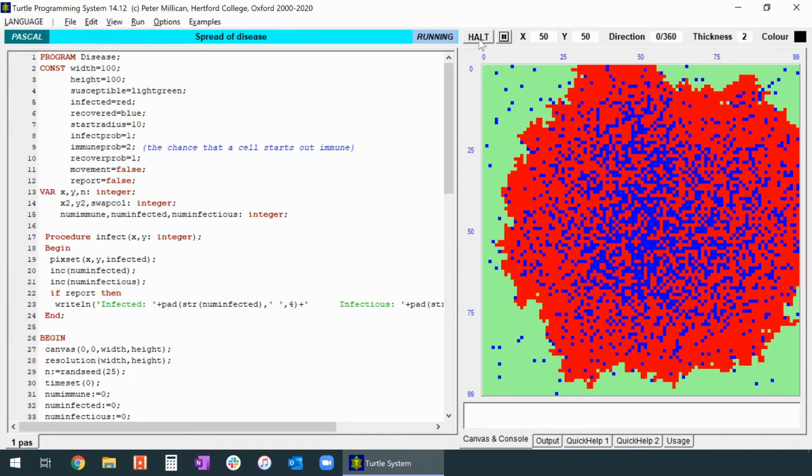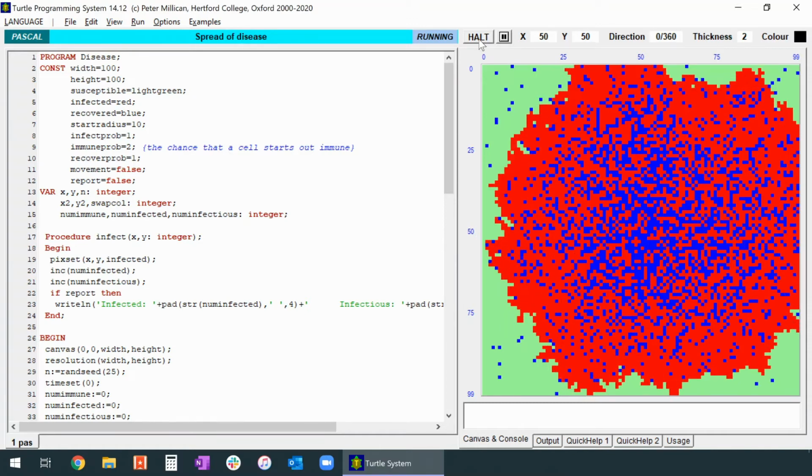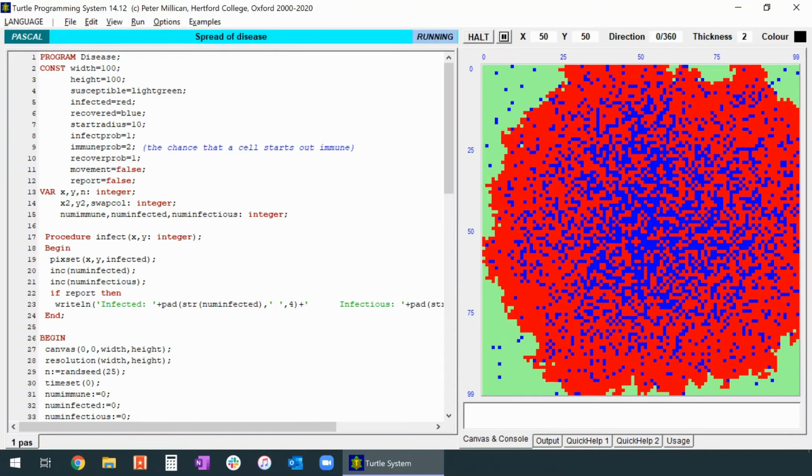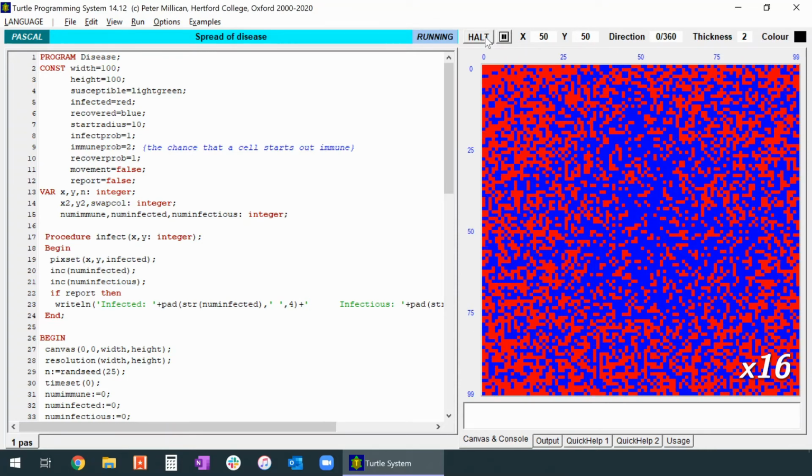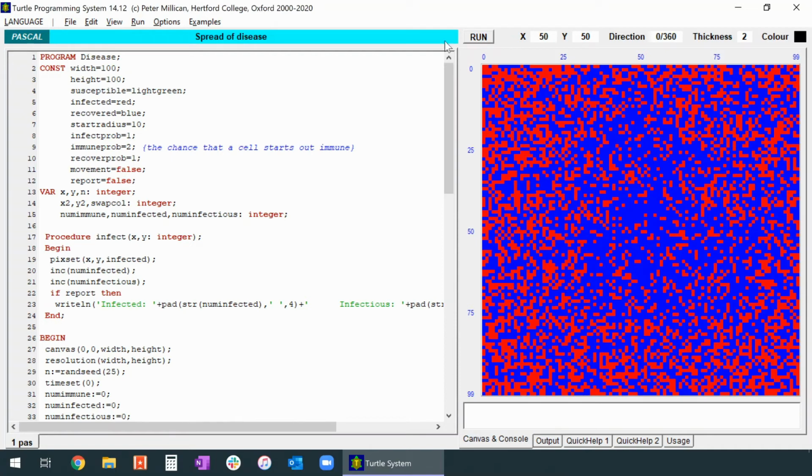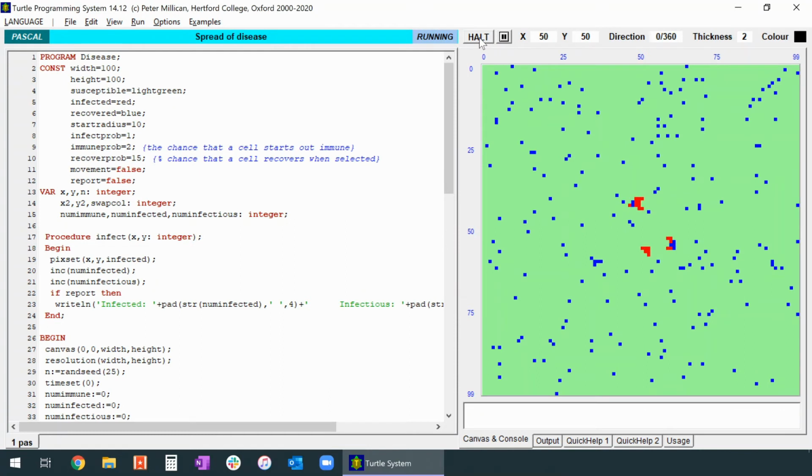Now if we want to make another change, we either have to wait for the simulation to finish or we have to halt it. And we can leave ourselves a note here again. So this is percentage chance that a cell recovers when selected. Very good. And let's put this back to 15 so that we're back where we were. There we go. Looking familiar now.